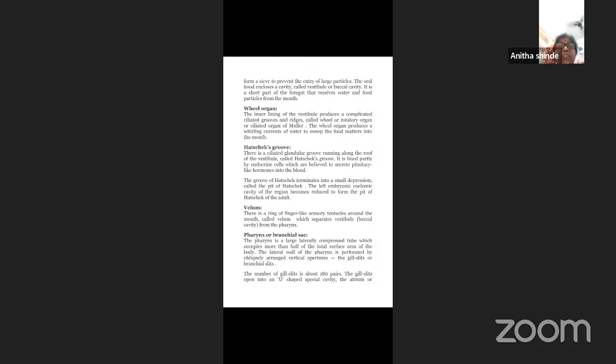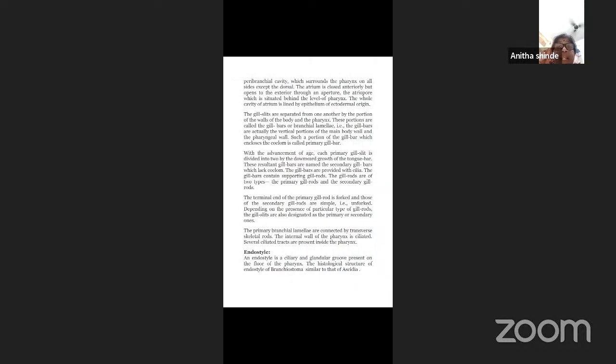The next is the pharynx or the branchial sac. Now the pharynx is a large laterally compressed tube which occupies more than half of the total length of the body. Then the lateral wall of the pharynx is perforated obliquely with vertical apertures called the gill slits or the branchial slits. About 180 pairs of gill slits are present, and they open into a U-shaped special cavity which is called the atrial cavity or the atrium or the peribranchial cavity, which surrounds the pharynx on all sides except the dorsal side.